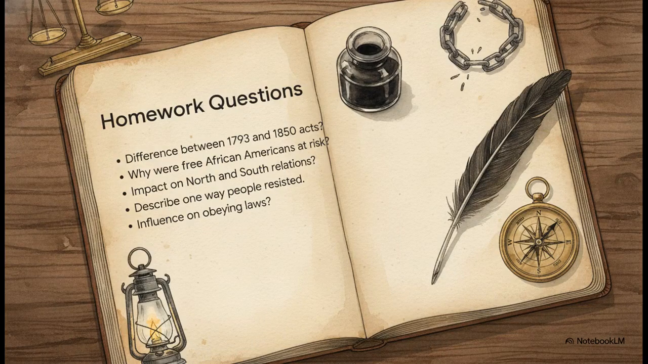Okay, to really lock this history in, I want you to take a second and reflect on a few questions. 1. What's the real difference between those 1793 and 1850 acts? 2. Why were free African Americans suddenly at such high risk? 3. How did all of this impact North and South relations? 4. What were some specific methods of resistance? And 5. The big philosophical one. How does learning about all this influence your view on blindly obeying laws today? Jot those down and give them some real thought.